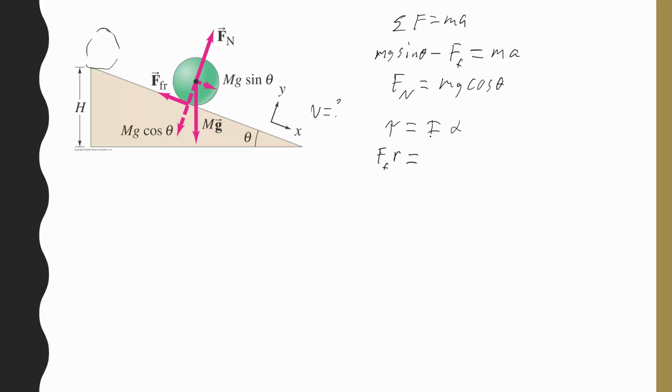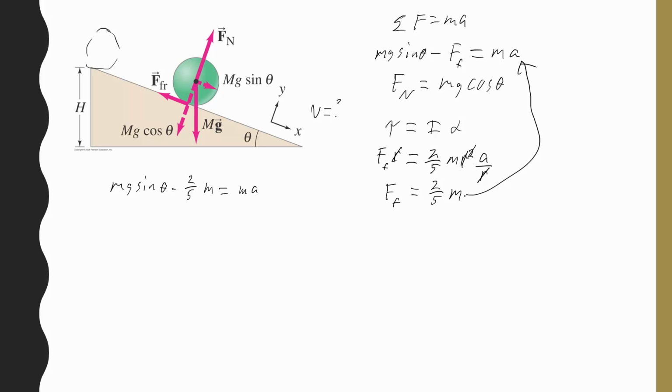I, as I mentioned earlier, is the moment of inertia of a sphere, which is 2/5 mr squared. And then alpha we can write as a over r, so that cancels one of the r's, that other r goes away, and we get that friction is equal to 2/5 times the mass of our sphere times a. Now if I go back and plug this into the x equation, I'll just rewrite it over here. So I've got mg sine theta minus 2/5 ma equals ma.